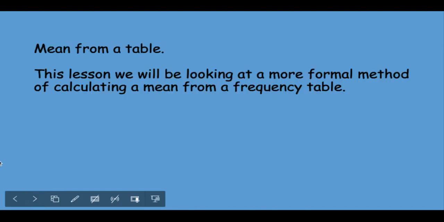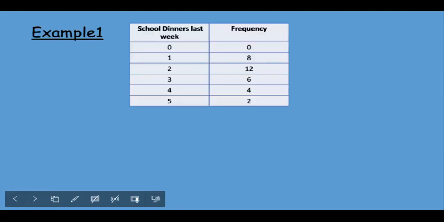Okay, so just reiterating what I said a little while ago, we're looking at a more formal method of calculating the mean. So side heading, examples. What we're going to need to do when we're looking at these is, if we look at these people having school dinners last week, no people had it no times, 8 people had school dinners once, and so on. If I was writing this out in a list, I'd have had to draw 1 out 8 times, 2 out 12 times, 3, 6 times. Obviously it'd be very time consuming and easy to make a mistake.